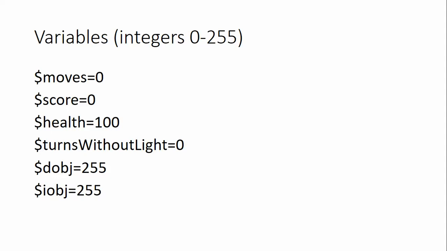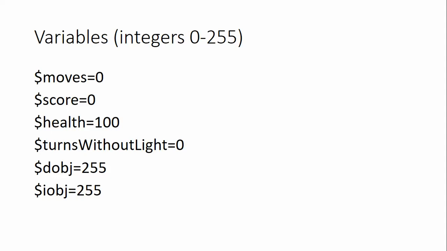And there's an indirect object as well. Like put the lamp in the box, right? The box is the indirect object of that sentence. So the ID number of that object would be stored in that variable. And why 255? 255 is a flag that says not set.